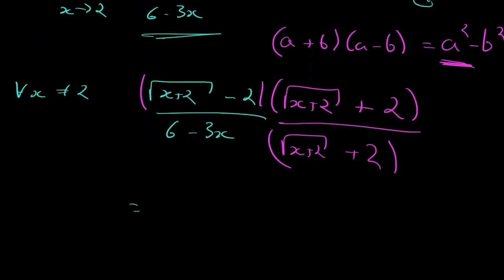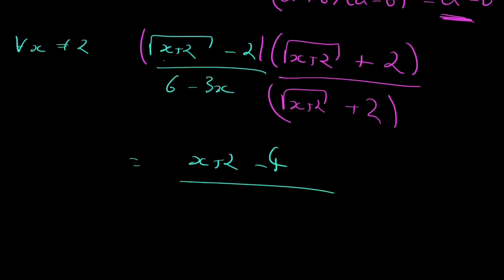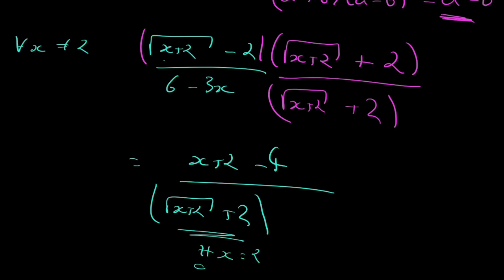And this thing will be equal to, so here I have my identity, square root of x plus 2 squared minus 2 squared. That gives us x plus 2 minus 4 over square root of x plus 2 plus 2. And this is very interesting, because this thing will be different from 0 when x is equal to 2, so it does not cause any problem.